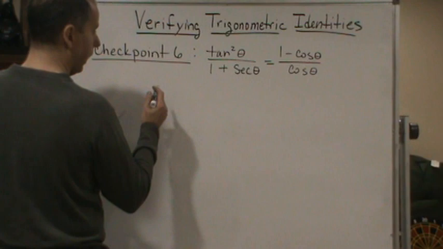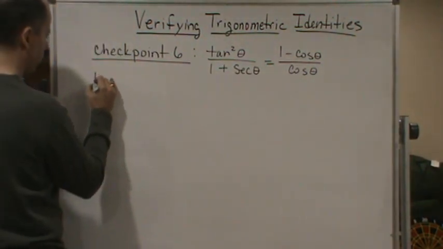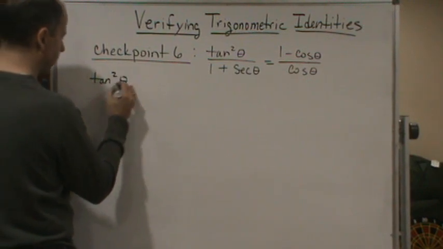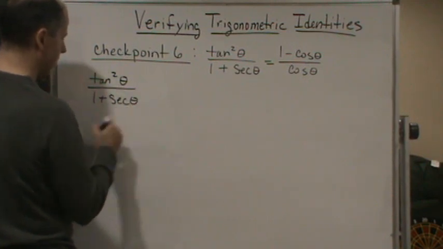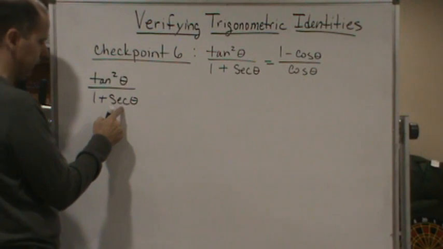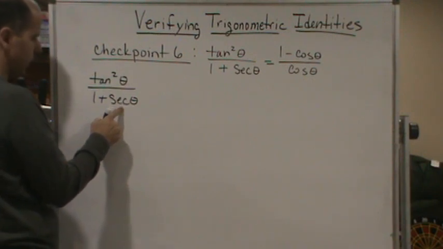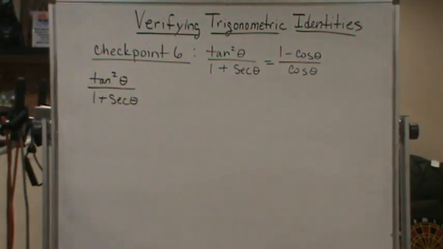Okay, here we go. I'm going to start with the left side: tangent squared theta over 1 plus secant theta. Again, I'm going to use the Pythagorean identity because I've got a secant down here. So tangent squared theta. What do we know about the Pythagorean identity? I've got to think about it. Maybe you do too.